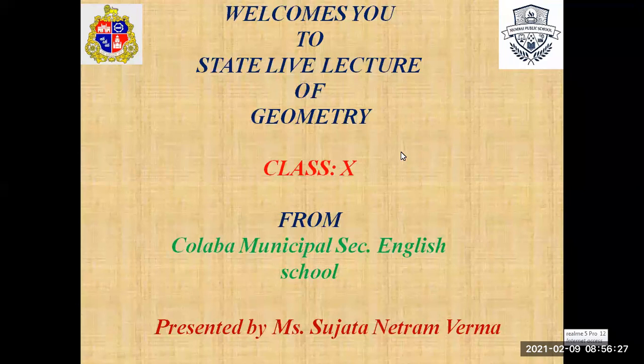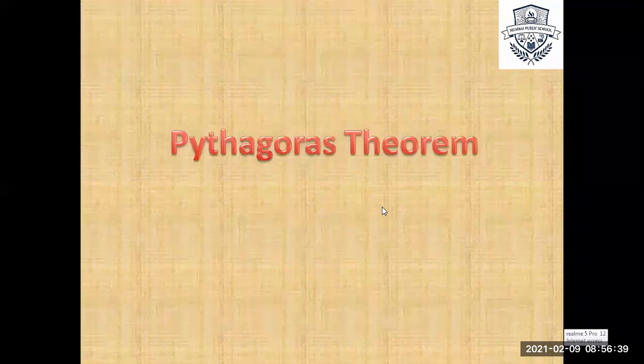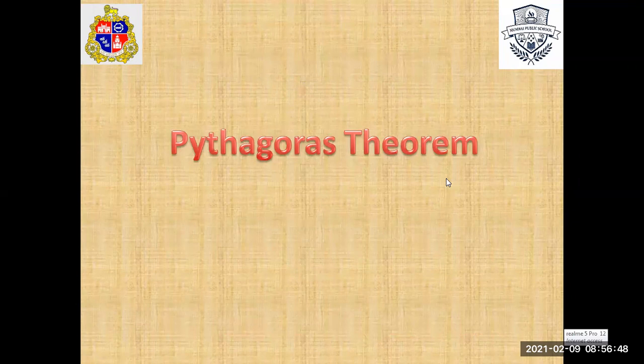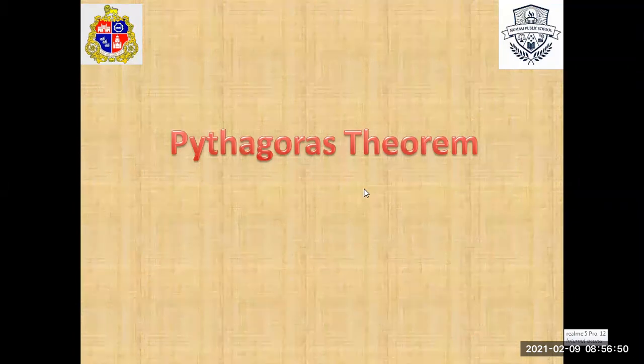In the previous lecture, we revised the first chapter, that is similarity. And today, we are going to discuss the second chapter, that is Pythagoras theorem. As we know, for Pythagoras theorem, we consider the right angle triangle. Everyone knows how we apply the Pythagoras theorem.